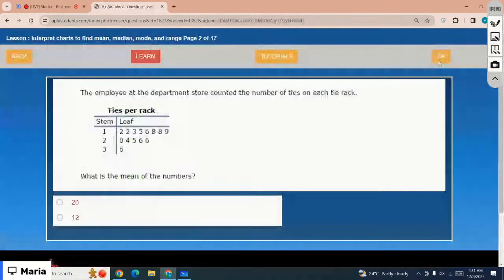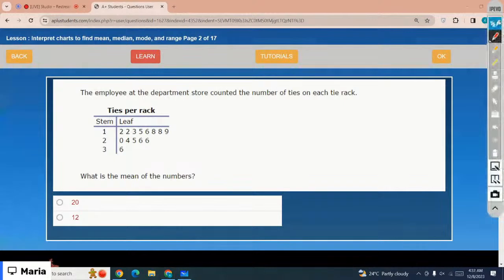Okay. Employees at the department store counted the number of ties on each tie rack. What is the mean of these values? This is a stem and leaf plot. How do we read values from a stem and leaf plot? You need to combine each leaf with the stem. Here the stem is 1, leaf is 2, so together they make 12. Then again 12. Then stem 1, leaf 3, 13. That's how you make numbers from a stem and leaf plot.